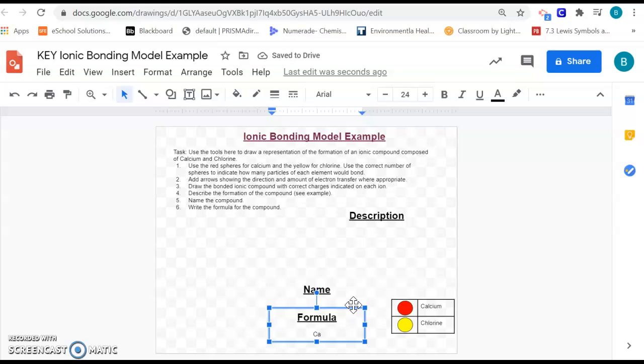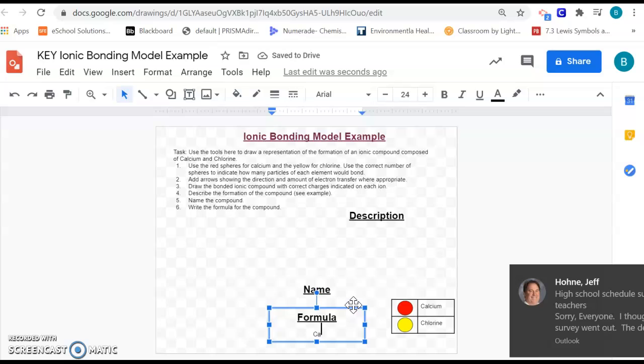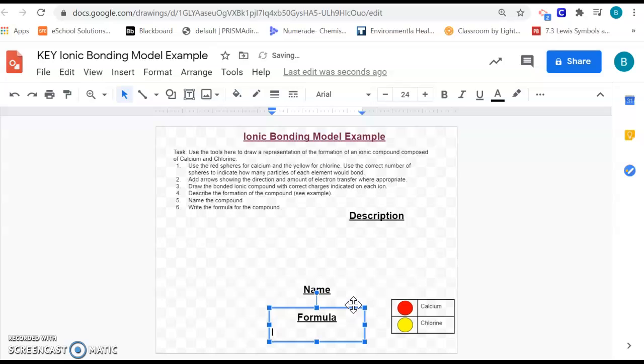So the formula for calcium chloride is Ca Cl. And after Cl, I'm going to put a subscript of a 2 to show that there are 2 chlorine. So the formula for this would be CaCl2.